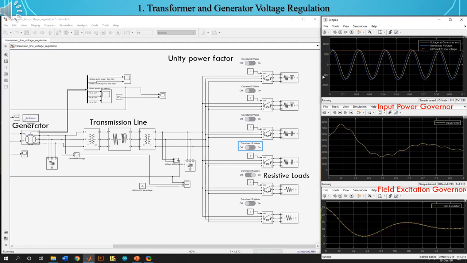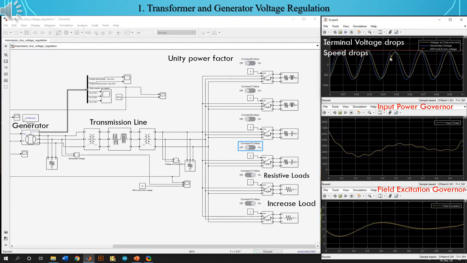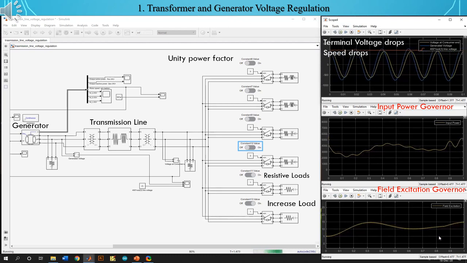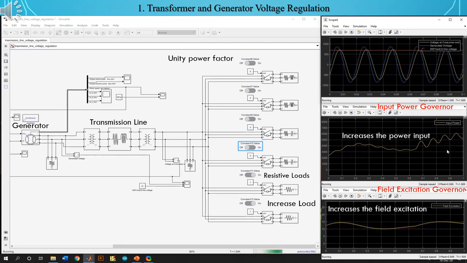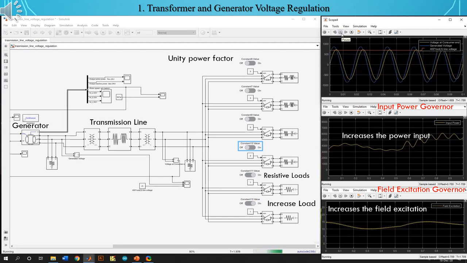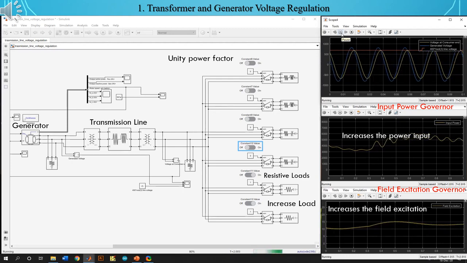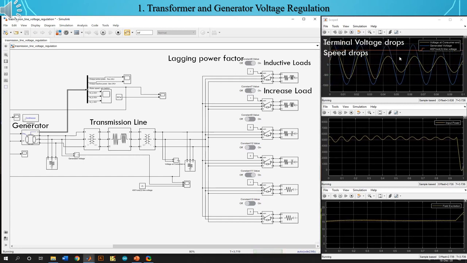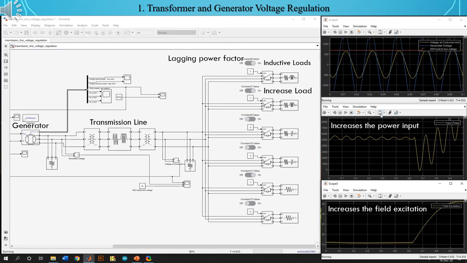If we increase the load, we can see a small drop in system voltage and speed. As a result, the governor system increases the field excitation and input power to bring the system back to its optimal conditions. Here, the system is operating at a steady lagging power factor. If we increase the load, we can see a significant drop in system voltage and speed. As a result, the governor system increases the field excitation and input power sharply to bring the system back to optimal conditions.